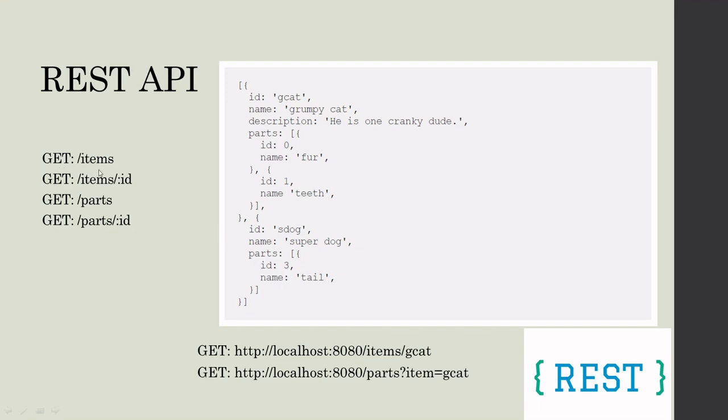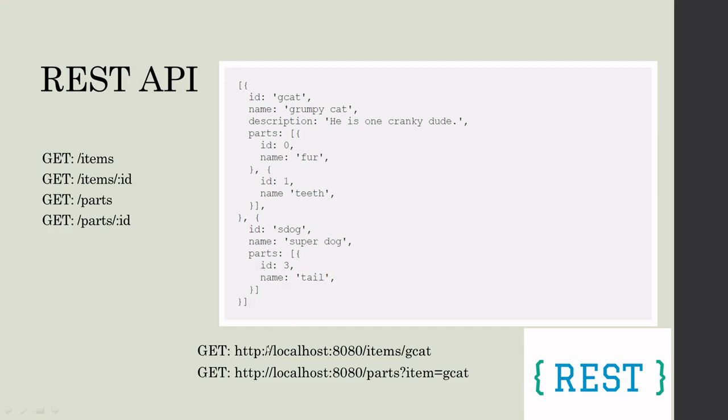So the request will be like this: get items. This request will get both of them, your first one and your second one. In this request, you are trying to get the item with an ID name. Let's say I want to find out item/sdog, then it will fetch me this item only. In this request, I am trying to display all the parts, which will be these three. In this request, I'm trying to get the parts with an ID name. So let's say I want to print parts/3, so it will print me this one.